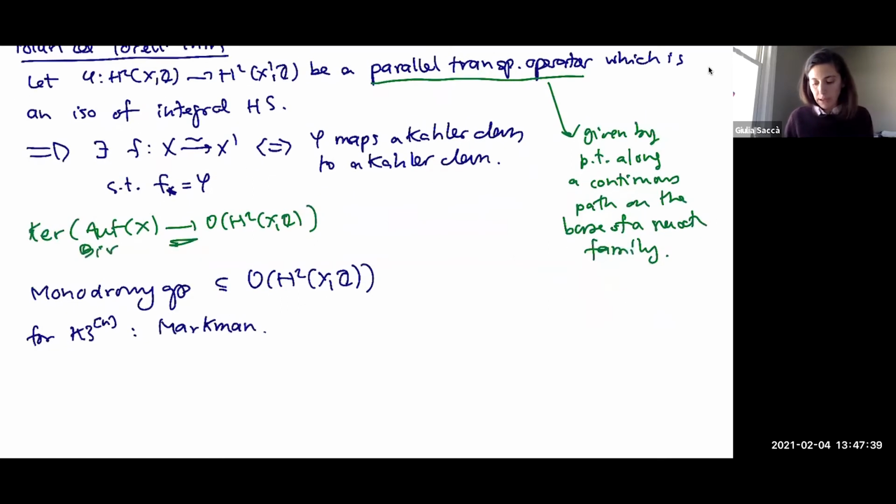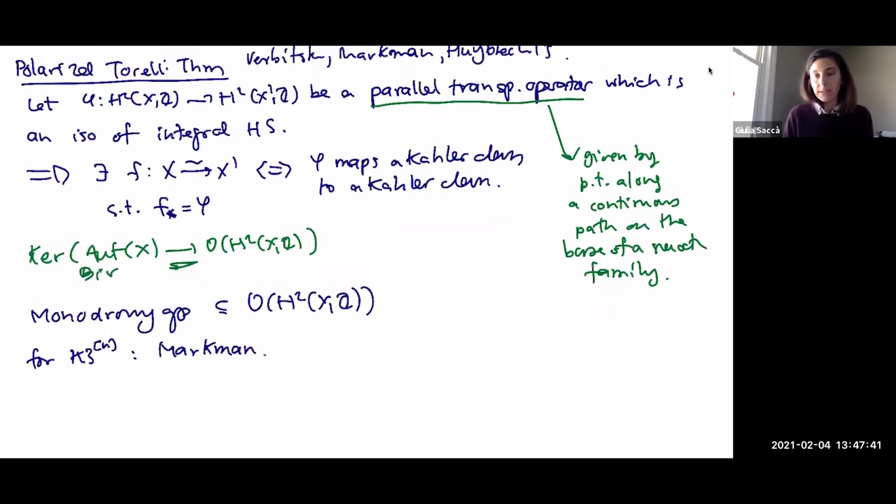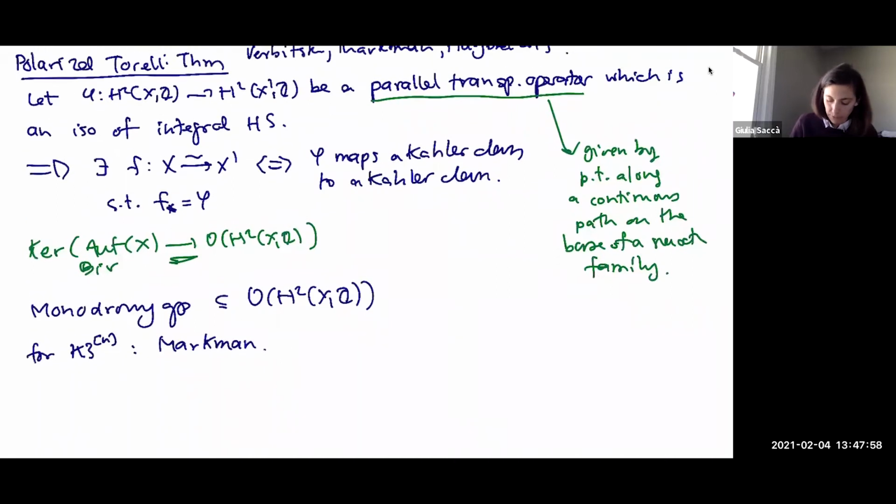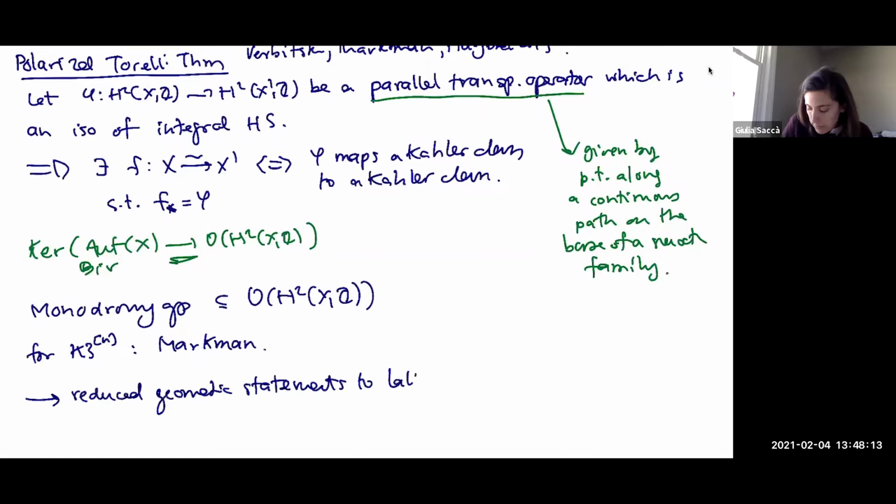Okay, and so if you know that your lattice automorphism is a parallel transport operator, then you know that it lifts to an automorphism. So first of all, you need to study the monodromy group. And then, of course, you want to reduce geometric statements to lattice theoretic statements.